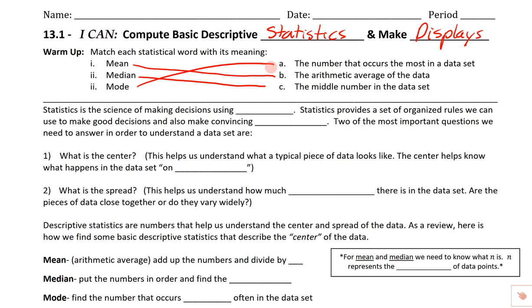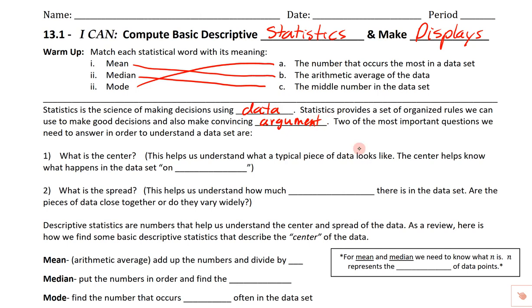Okay. Now, statistics is the science of making decisions using data, using numbers. And statistics provides an organized set of rules that we can use to make good decisions and make convincing arguments. So we'll write the word arguments here. So this means you can be convincing with the data that you have.